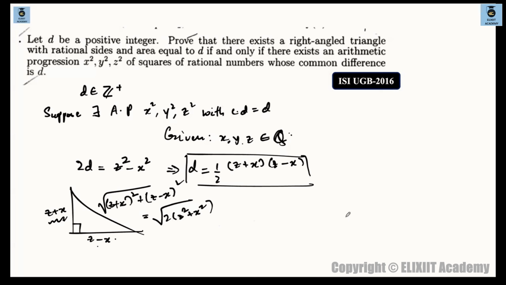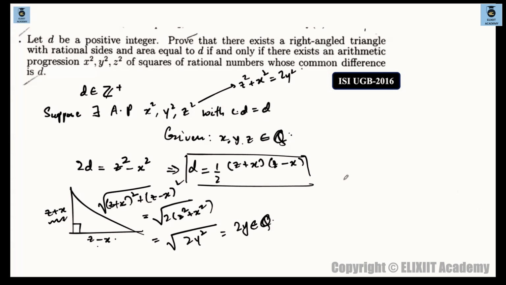One thing we know, X square, Y square, Z square. We have considered X square, Y square and Z square are in AP. So we can clearly say from here, Z square plus X square is equal to 2Y square by the condition of AP. Okay, so root over of this we can write as root over of 2Y square, and root over of 2Y square is 2Y, which is once again a rational number.